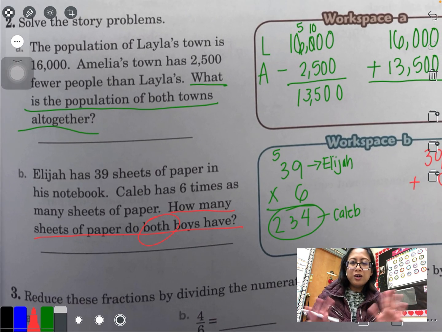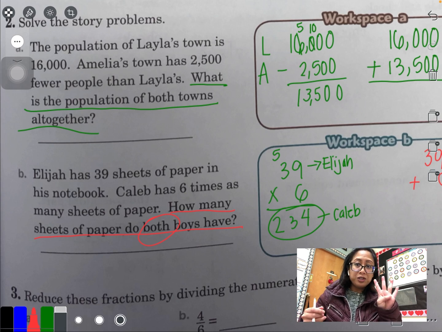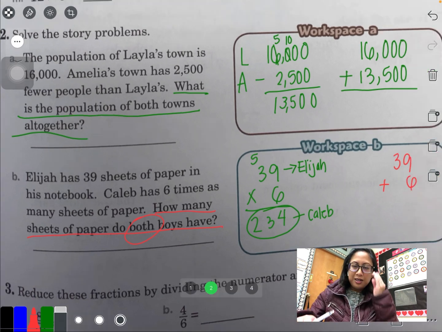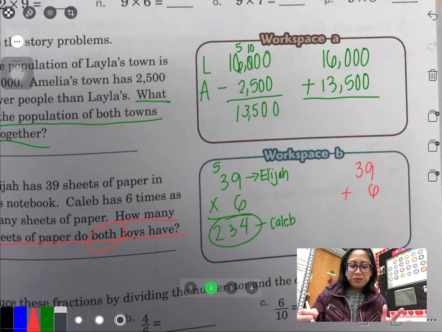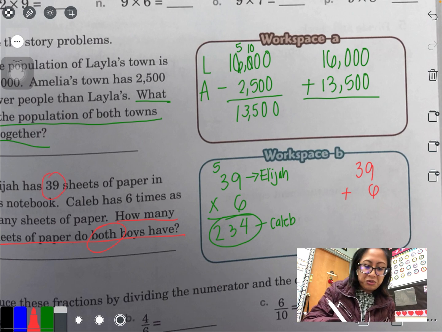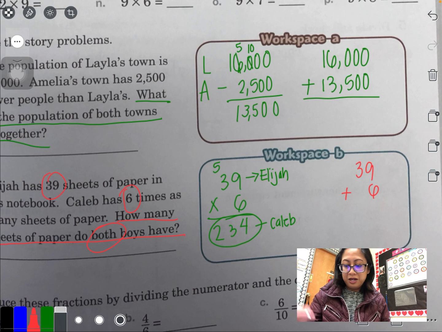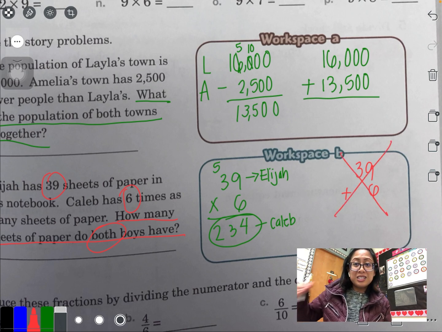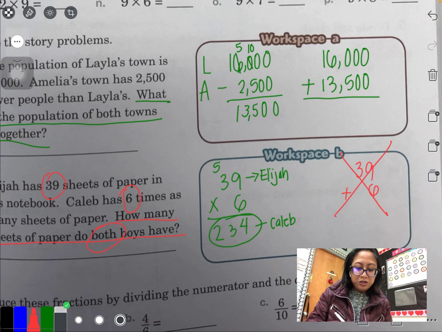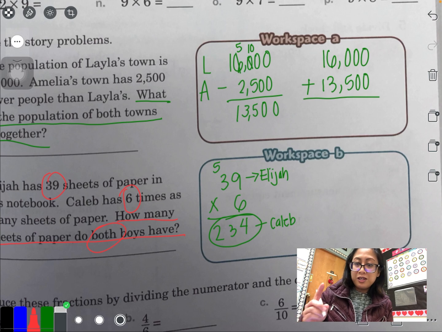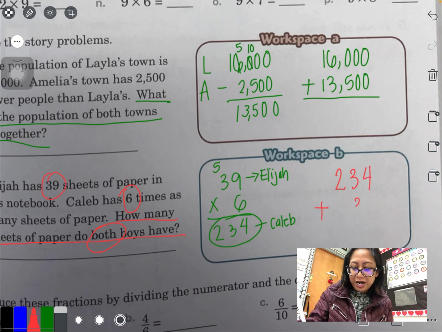No. Okay, this is a lot of level 4 thinking where we break it down, okay? If you're just like, oh, look, I'm just going to add 39 plus 6, no, don't do that. That would not even be a level of thinking, okay? That's just laziness. Here, you're going to take whatever Caleb has, which is 234, plus whatever Elijah has, 39, and that's what you add.